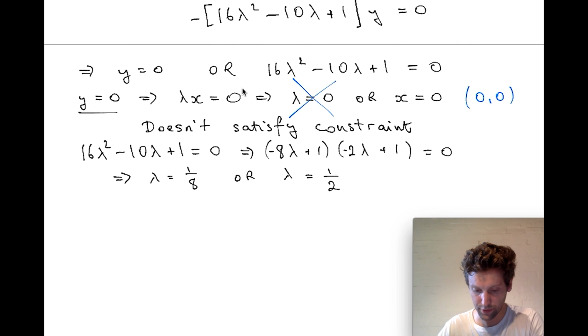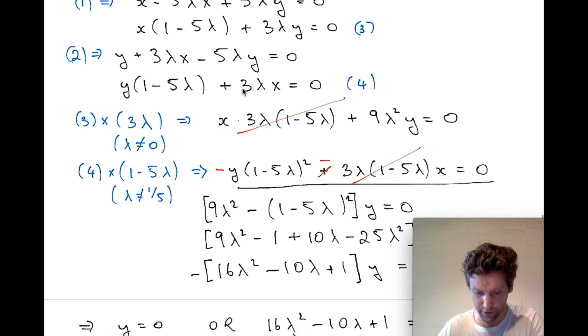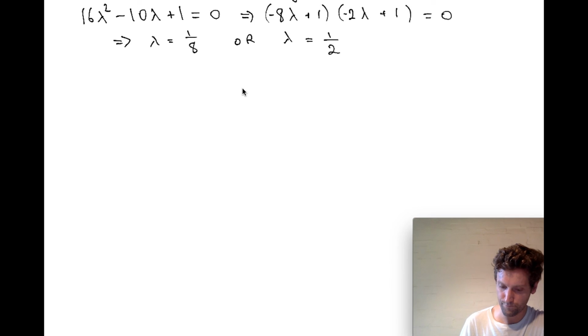All right, so we've got solutions for lambda there. Let's go back and take a look at our original expressions for x and y in terms of lambda. We're going to substitute those values of lambda into those equations to get an equation for x in terms of y. And then we're going to substitute that into our constraint and solve for x and y. So let's start off with lambda is equal to 1/8.